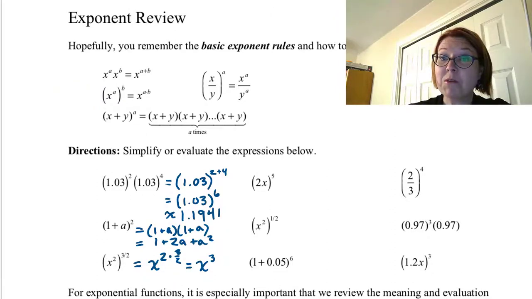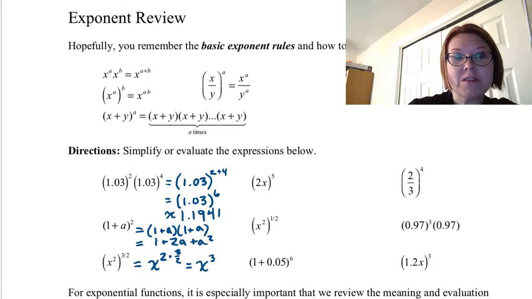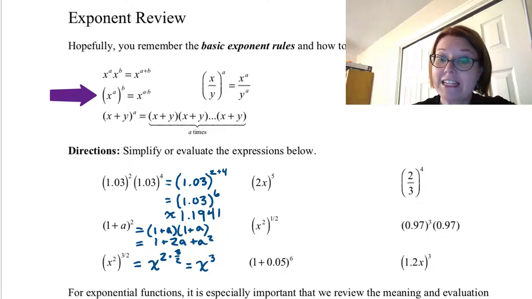Next, we have (2x)^5. (2x)^5 essentially uses this rule that says (x^a)^b is x^(a·b). But it's a little tricky because of the 2 there and because the x doesn't have an exponent on it.